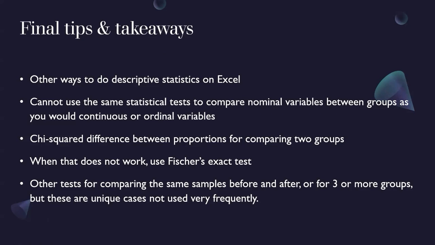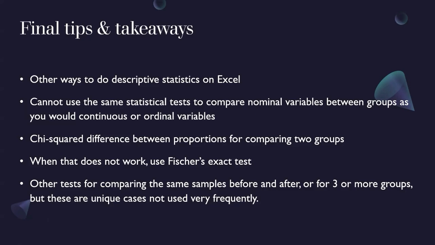Also recall that you cannot use the same statistical test to compare nominal variables between groups as you would continuous or ordinal variables. Those tests for comparison will be discussed in a future webinar. Today, we just focused on how to compare nominal variables between 2 groups. Our chi-squared difference of proportion test is our primary test used to compare differences between groups or proportions.